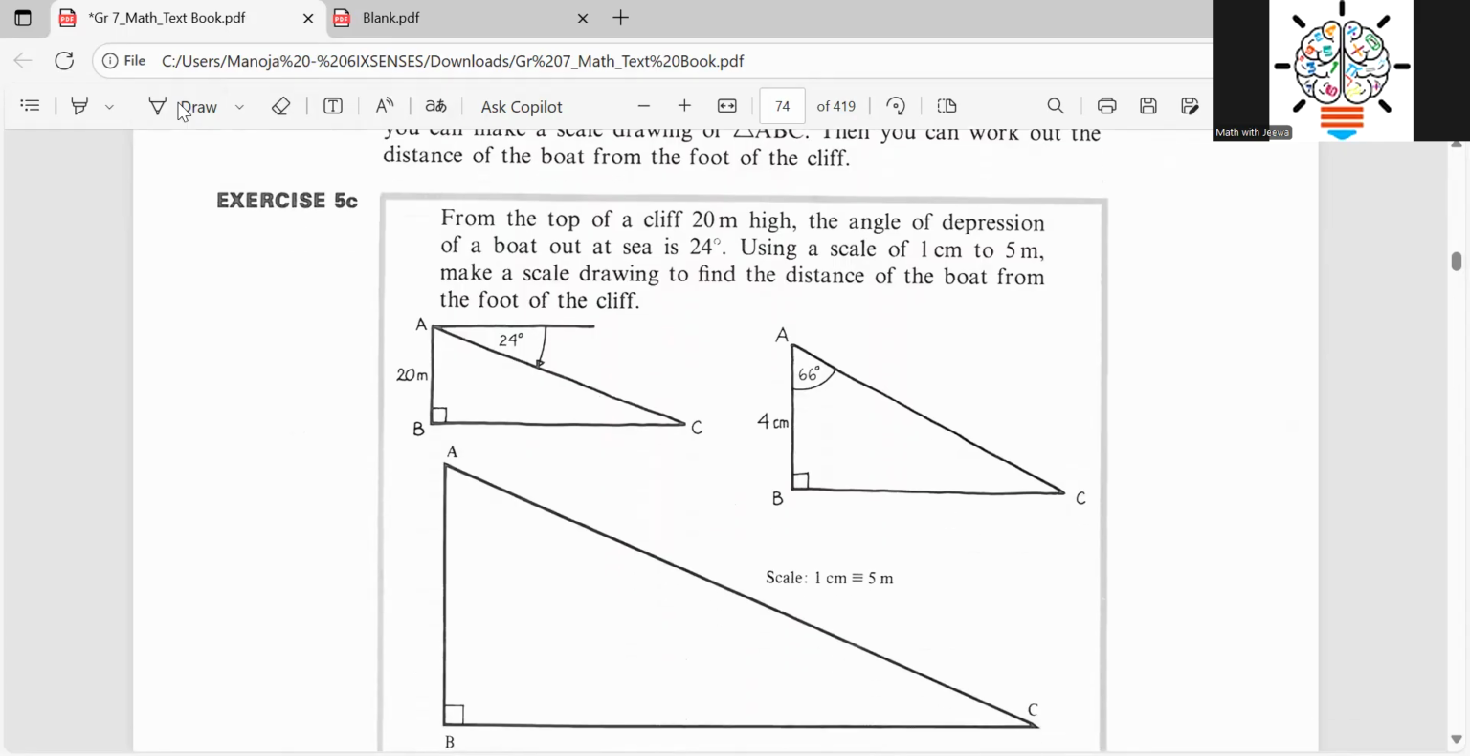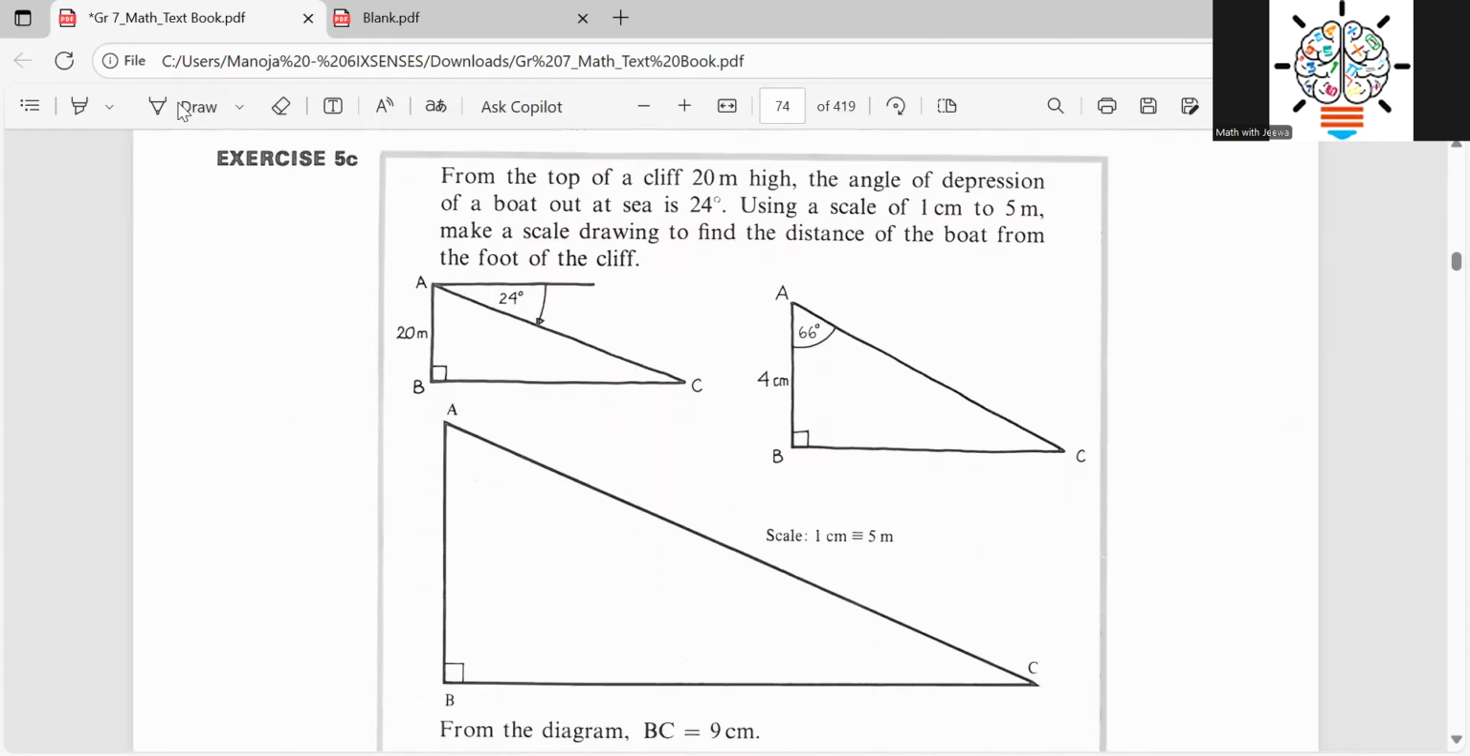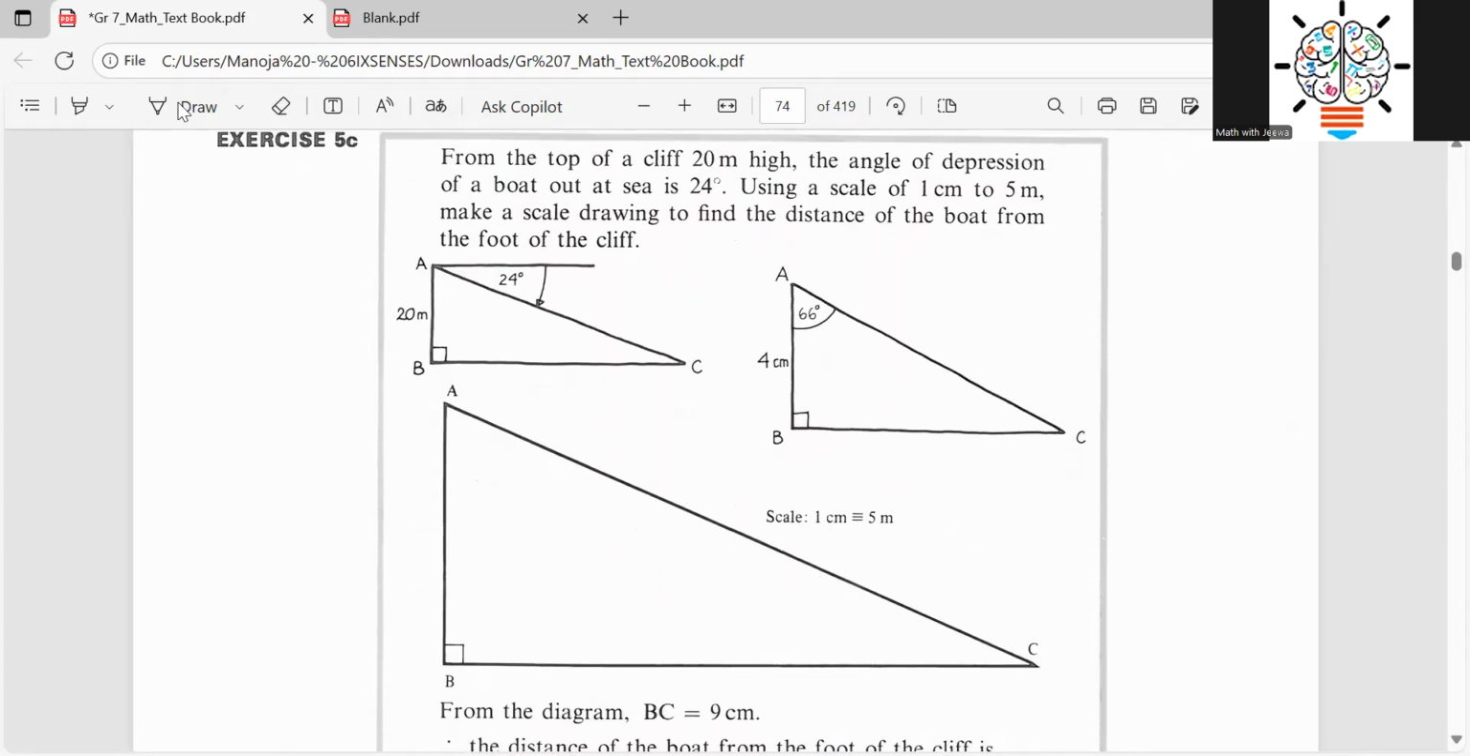You just see here they have given a sum. So you want to do it with me. From the top of a cliff, 20 meters height. Now AB is the cliff, right? I'll take a different color. AB is the cliff, this one, and the height of the cliff is 20 meters. And you look straight, and then you can see a boat here, and to look at the boat, you look down. And they have given the angle of depression, it's 24 degrees, right?